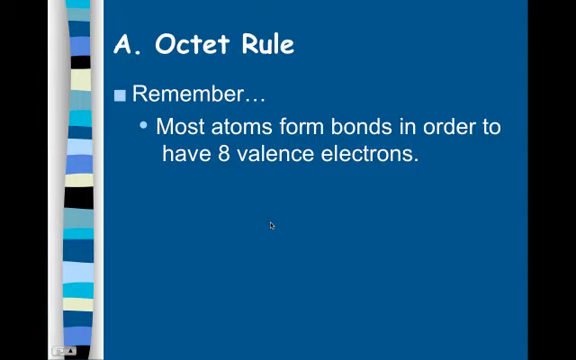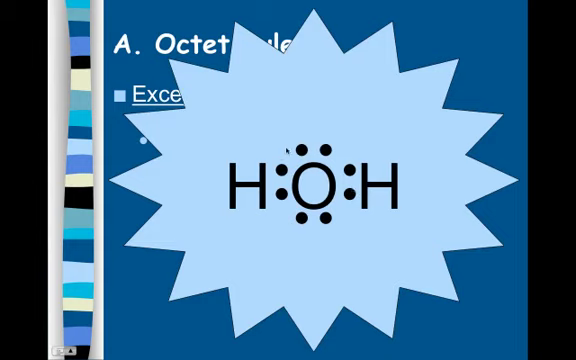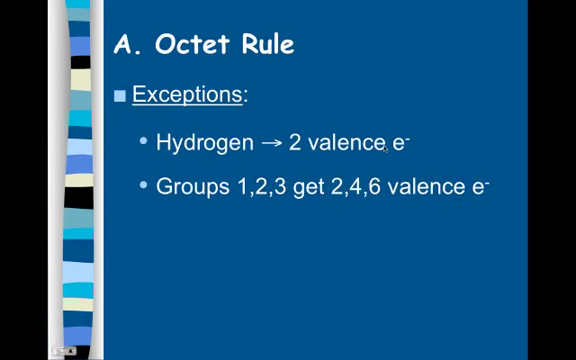Now, I've been telling you this, but I have not told you the exceptions. There are several exceptions to the octet rule. The first of which is hydrogen. Remember, hydrogen only wants 2 electrons in its valence shell. That's how it pairs up nicely with water. Here's another exception. Groups 1, 2, and 3 get 2, 4, and 6 valence electrons respectively. So group 1 wants 2 valence electrons, group 2 wants 4, and group 3 wants 6.